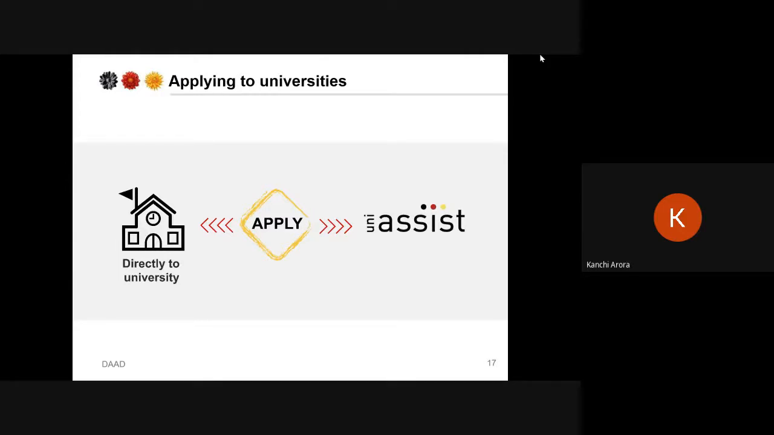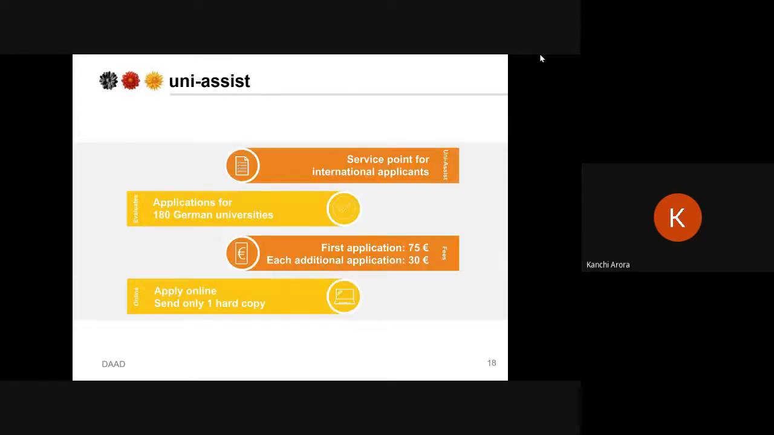Which means that if the university asks you to apply through UniAssist and not directly on their portal, you will have to send one set of hard copies, one set of soft copies to UniAssist. So make sure that you do the application well in time, because UniAssist would at least need 4 weeks to do the screening of your application and then get back to you with the evaluation report of the application. And then if there's anything missing, you could always send them back. But that has to be done well in advance so that you don't hit the deadline.